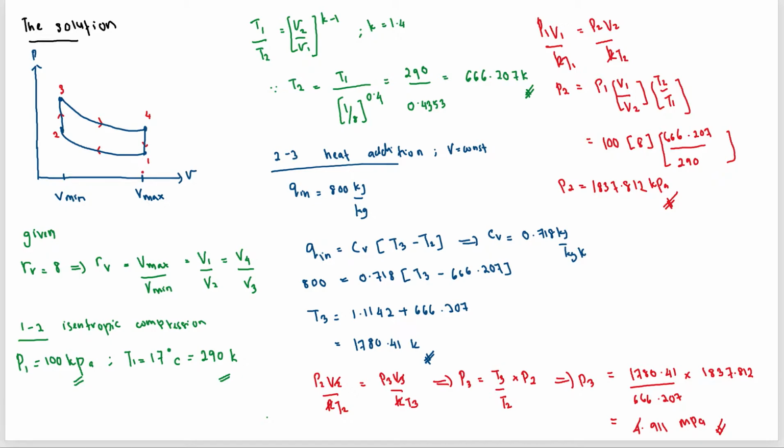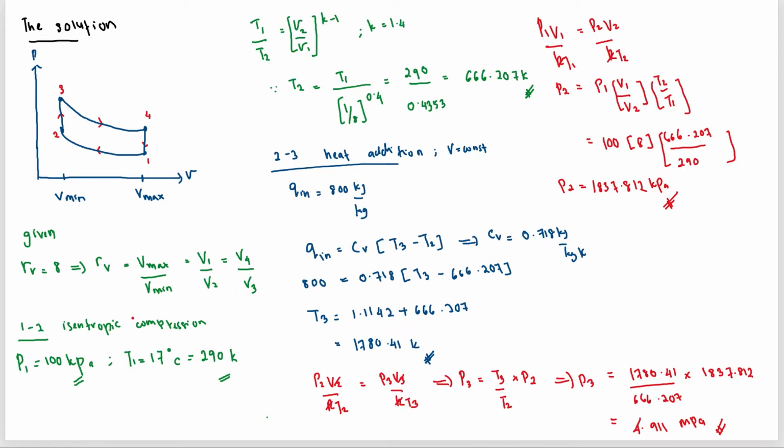At V1, this is V maximum. V1 is equal to V4. And at state 2, this is V minimum, V at TDC and V at BDC. V2 is equal to V3. Given here, rv is equal to 8. And rv, which is the compression ratio, is by definition Vmax over Vmin. So that is V1 over V2. As I mentioned, V1 is equal to V4 and V2 is equal to V3.